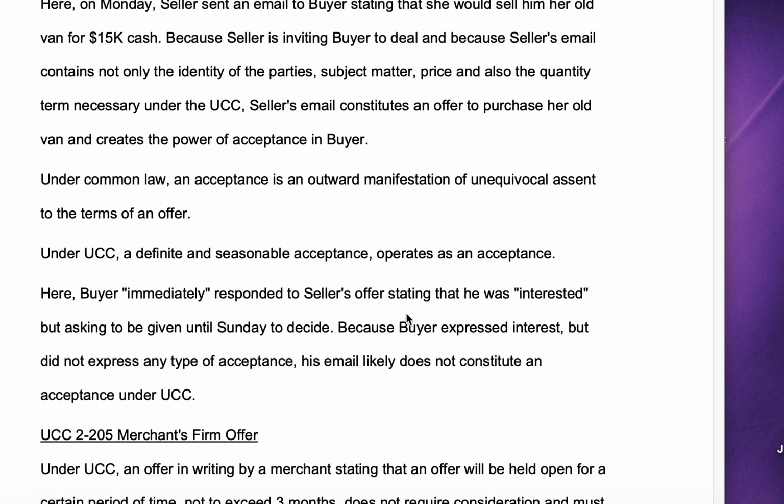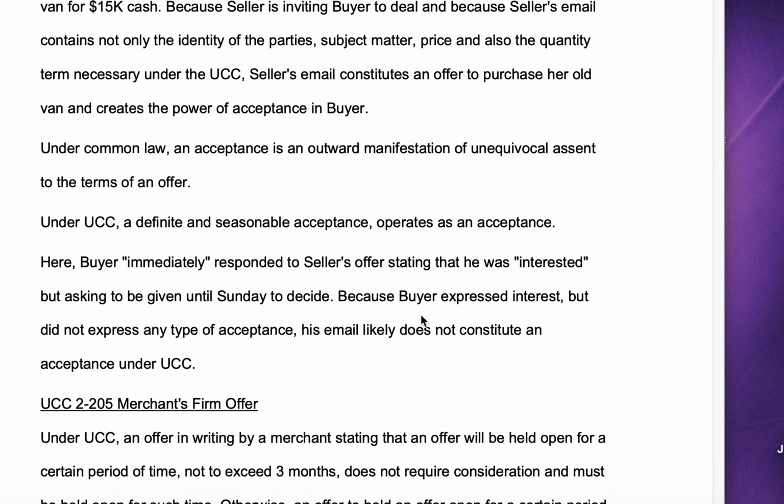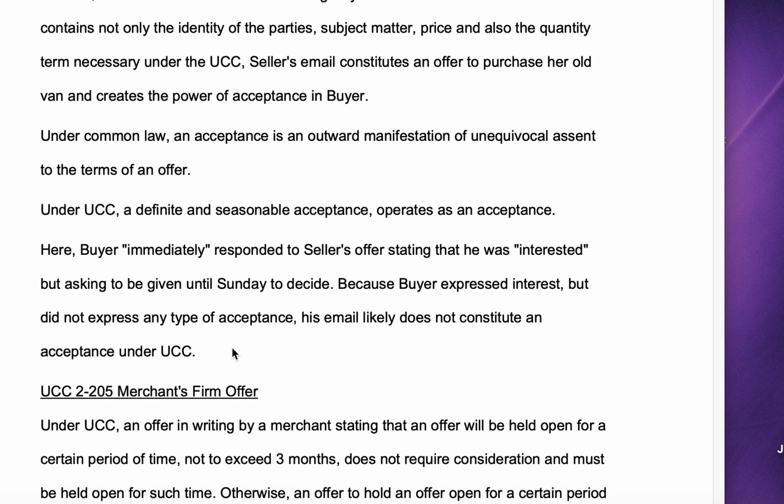Here, buyer immediately responded to seller's offer stating that he was interested, but asking to be given until Sunday to decide. Because buyer expressed interest but did not express any type of acceptance, his email likely does not constitute an acceptance under UCC. So notice how he says likely does not constitute. This is sort of hitting the nail on the head and showing also that it could be arguable.